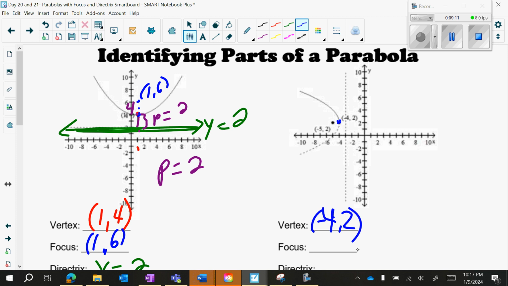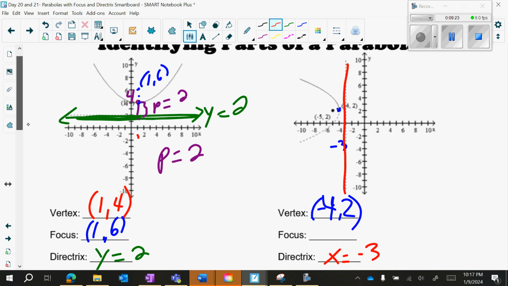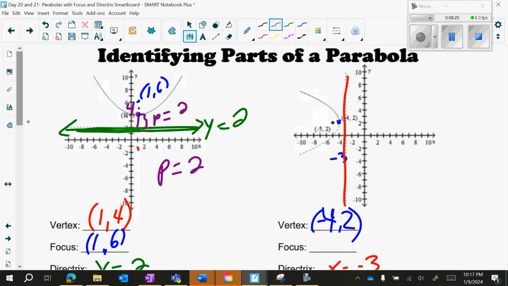Okay. The directrix is a vertical line here. It looks like it's passing through -3. I'll do it in red. And because it's a vertical line, it's going to be x equals instead of y equals. X equals -3. And then if you look for the distance from -3 to -4, that distance is called P, which is right here. It's tiny. It's P equals 1.